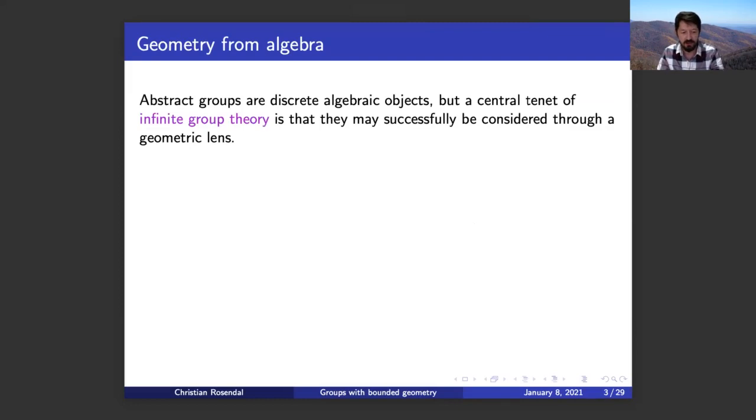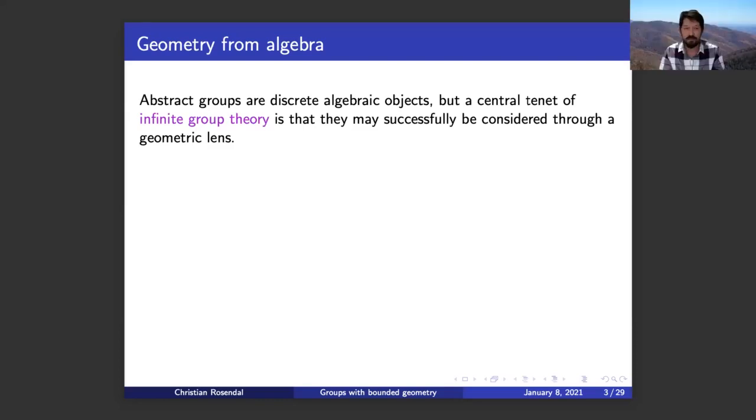Good, so what I'm gonna talk about today are groups of bounded geometry. This is part of a larger project on geometric group theory for a larger class of topological groups than those for which it's usually studied. Okay, so I'll start by just having a brief detour through geometric group theory and say what it's about.